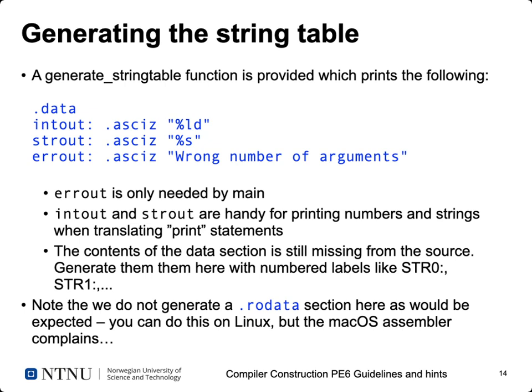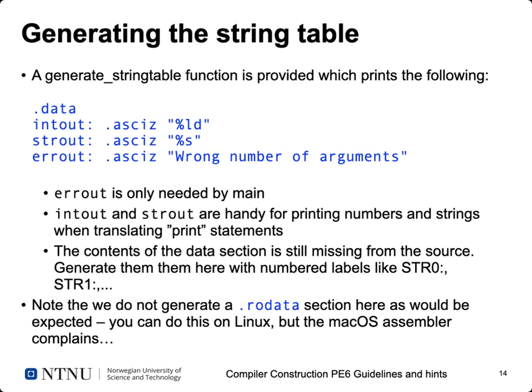And finally, we have another string, which is our only error string here. We automatically generate it from main. If it's the wrong number of arguments, we just output that it's the wrong number of arguments here. The other contents of the data sections are still missing from the source, so you should generate them here, and you should give them just numbered labels from your string table, like str0, str1, and so on.